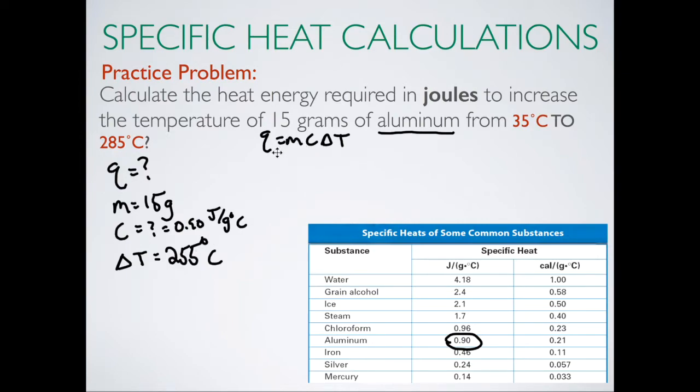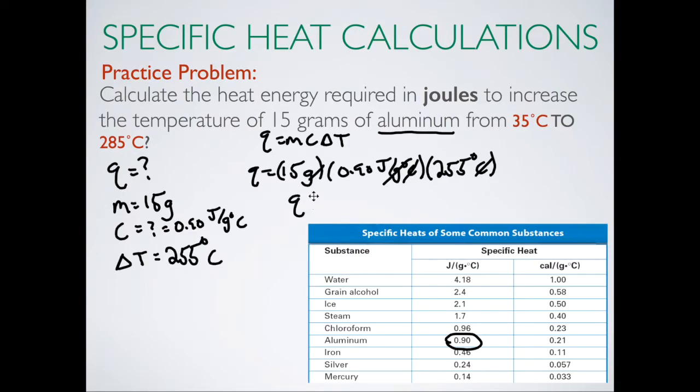I'm plugging into my equation of Q equals mc delta T. It is actually already solved for the letter that I'm looking for. So I have 15 grams times 0.90 joules per gram degree Celsius. And then that's times my 255 degrees Celsius. The Celsius and the grams cancel out here. And I'm left with the value of Q of 3400 joules after I round for two significant figures. So that would be my final answer.